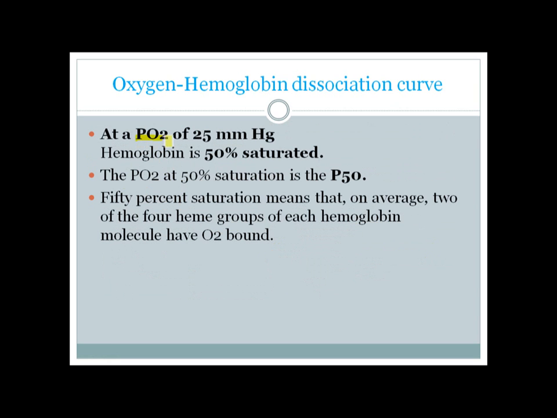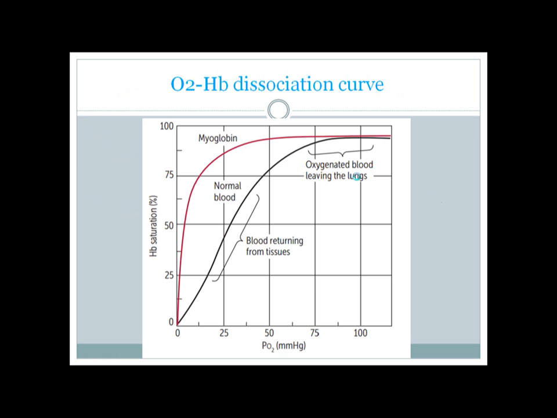At a partial pressure of oxygen of 25 millimeters of mercury, hemoglobin is about 50% saturated, and that is called the P50. And 50% saturation means that 2 out of 4 hemoglobin moieties have oxygen bound to them. So here you can see the oxygen hemoglobin dissociation curve.